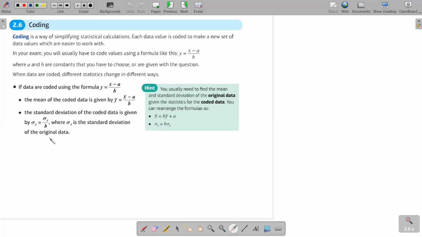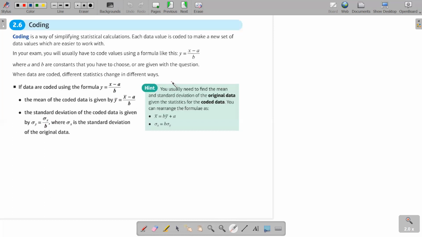Let me show this to you in a proper example so that you can understand how coding works. I'll first give you the original data set, the X data set, and we'll find the standard deviation and mean of the original data set. Then I'll give you some coding, apply it, and try to find the mean and standard deviation of the coded data set.